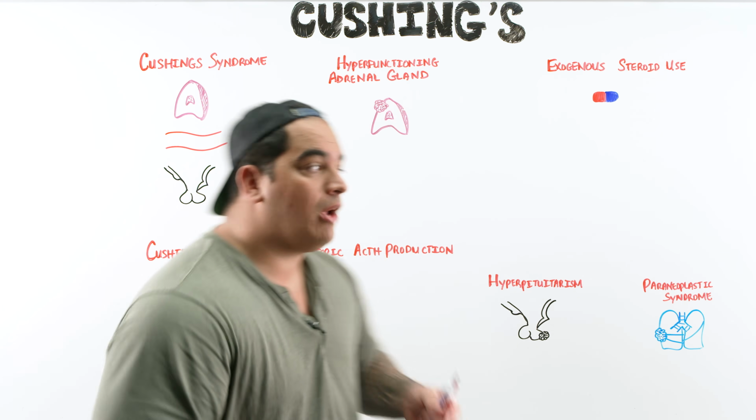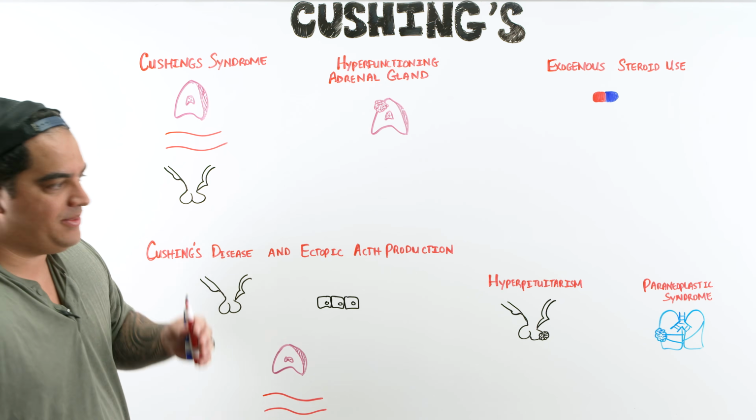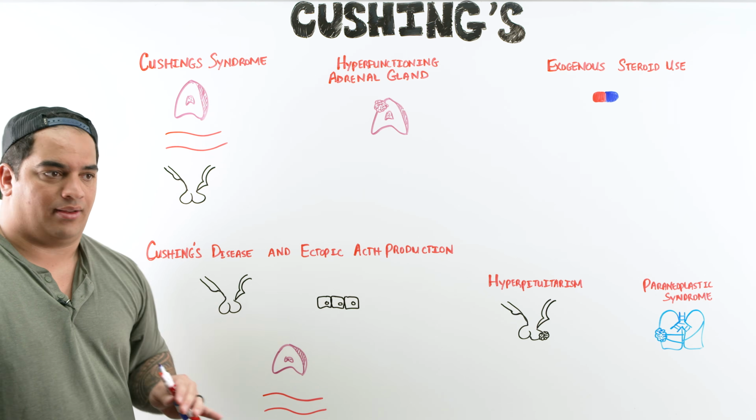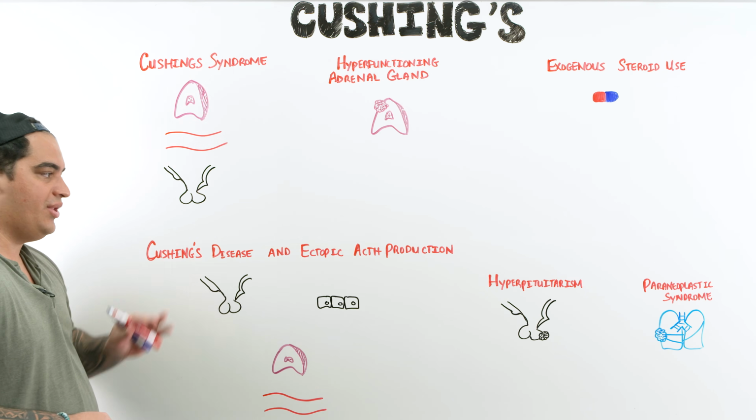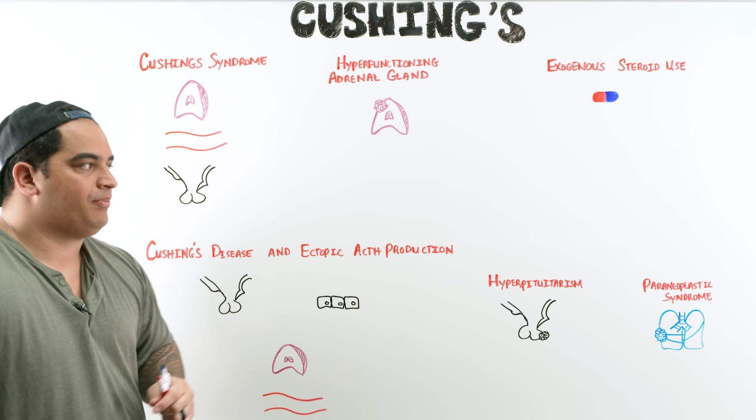Without further ado, let's talk about Cushing. So there's two different types, and then there's like this little extra one that we kind of chuck in there a little bit. There's Cushing syndrome and there's Cushing's disease, and we'll talk a little bit about this one last.